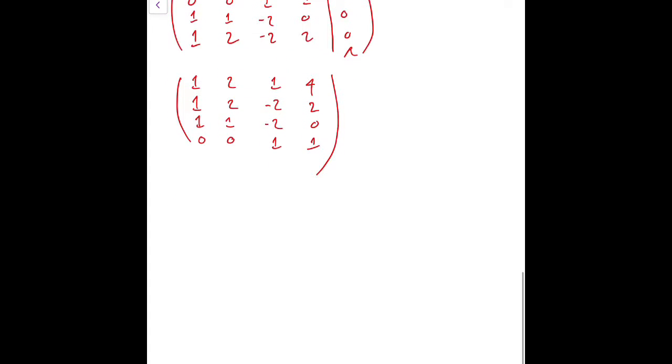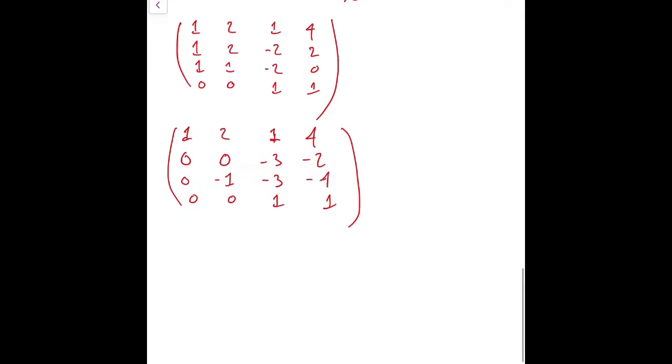All right, and now I'm just going to do the row reduction algorithm. So I'm going to subtract row 1 from both row 2 and row 3. Row 1 stays the same, 1, 2, 1, 4. 1 minus 1 is 0, 2 minus 2 is 0, minus 2 minus 1 is minus 3, 2 minus 4 is minus 2. For the third row, 1 minus 1 is 0, 1 minus 2 is minus 1, minus 2 minus 1 is minus 3, 0 minus 4 is minus 4, and the bottom row stays the same, 0, 0, 1, 1.